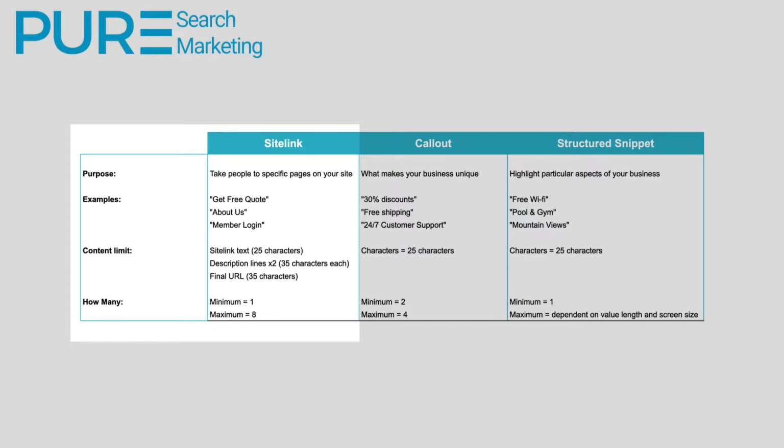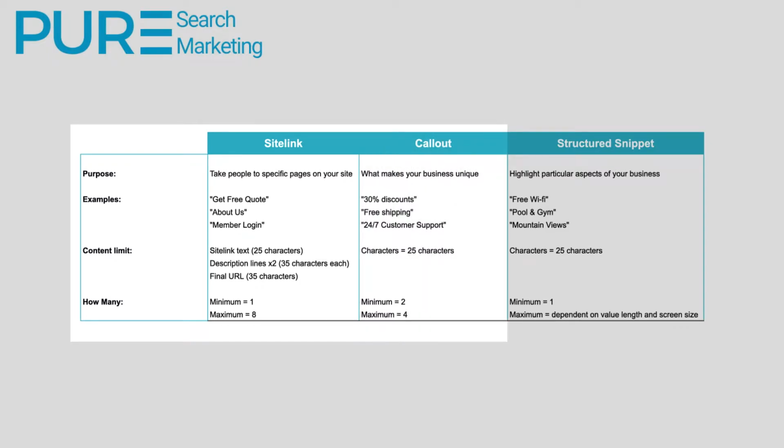How many of these can you use per ad? Well, you've got a minimum of 1 and a maximum of 8. So you can really go to town with as many site links as you need. Now, it's important to note that Google won't show all of your site links. They will rotate them, and over time they will start to show more frequently the ones which are engaging your users more. So that's the site links.